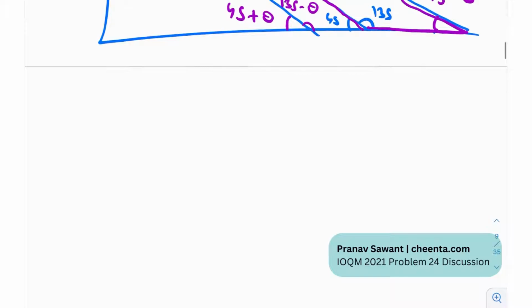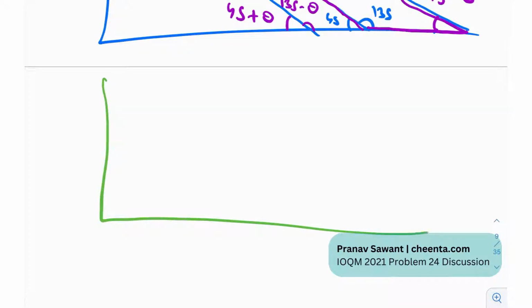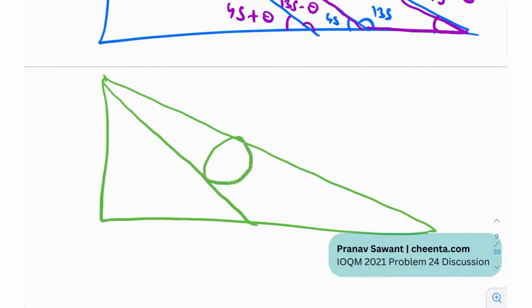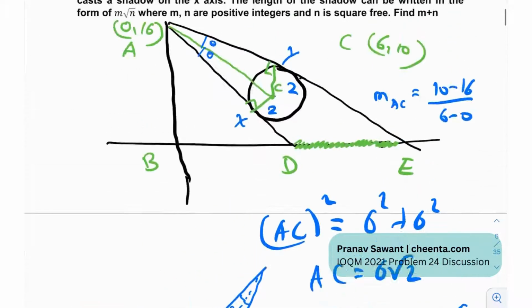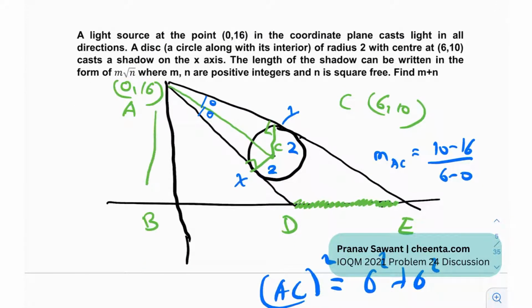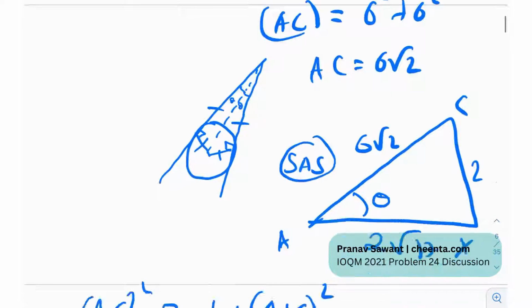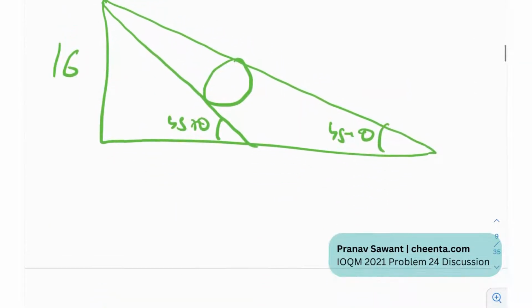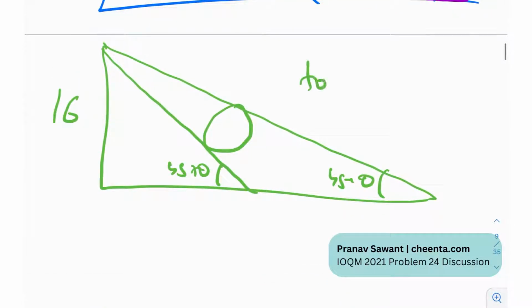So effectively, what is left? What have we kind of deduced from this problem? We have deduced a couple of things. This is actually 45 plus theta. This is actually 45 minus theta. This entire length is how much? 16. Why? Because you see, this point A was at 0, 16. So this entire length is actually 16. Excellent. And tan theta is how much?